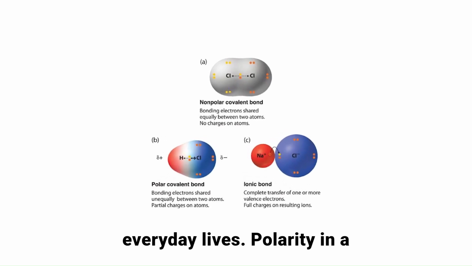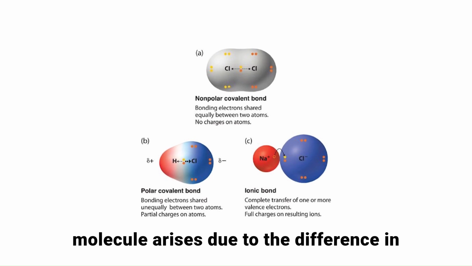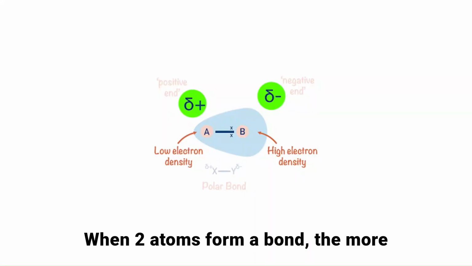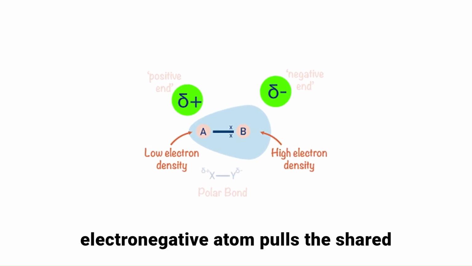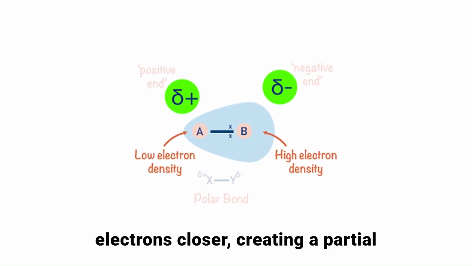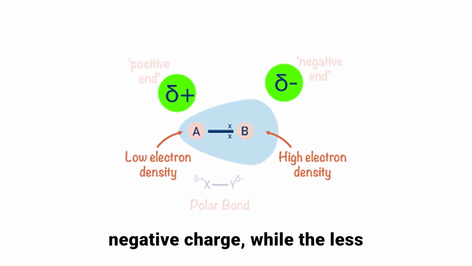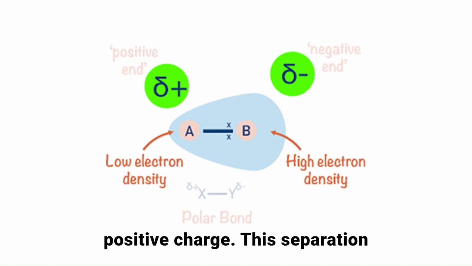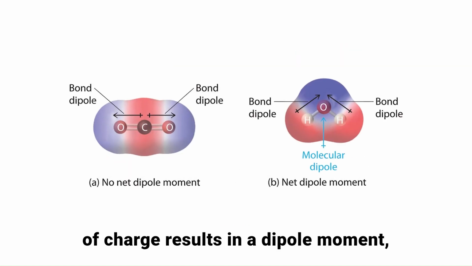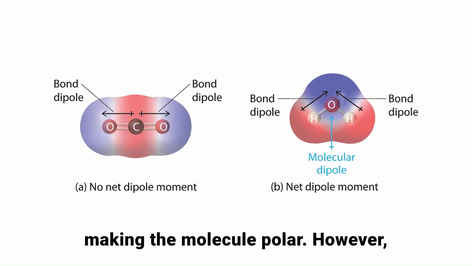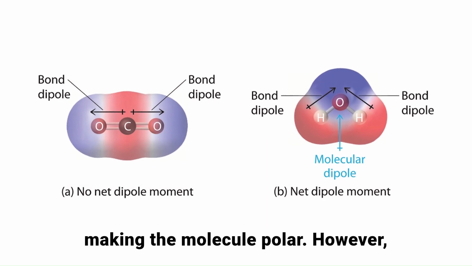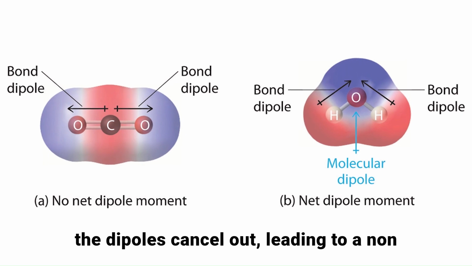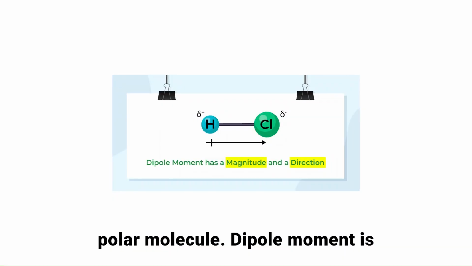Polarity in a molecule arises due to the difference in electronegativity between atoms. When two atoms form a bond, the more electronegative atom pulls the shared electrons closer, creating a partial negative charge, while the less electronegative atom develops a partial positive charge. This separation of charge results in a dipole moment, making the molecule polar. However, if the charge distribution is symmetric, the dipoles cancel out, leading to a nonpolar molecule.